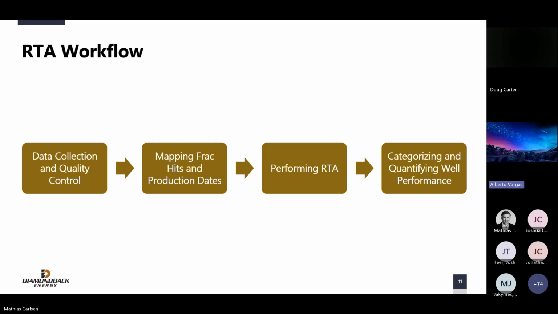Here is our workflow. First, we gather and QC the pressure, the bottom hole pressure, and production data. Second, map the frac hits and the well pop dates to understand the sequence. Third, run RTA to assess LFP and drainage volume, group wells, and quantify the well performance at the bench level.